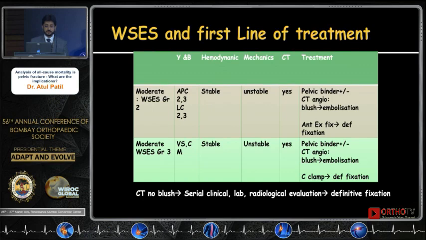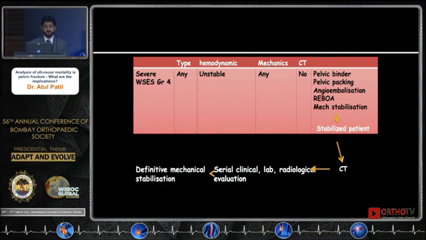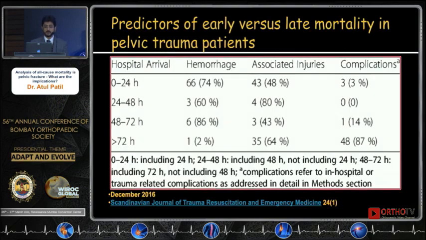Then grade 3, WSES: it is vertical shear and combined injuries, stable hemodynamics, unstable mechanics. You do CT angio, blush, then embolize, C-clamp, and then secondary definitive fixation. And then comes grade 4: any type which is hemodynamically unstable and mechanically unstable. Don't do CT. First do pelvic binder, packing, angio, REBOA, and mechanical stabilization. Once the patient is stabilized, do CT, serial clinical labs to know your various scores, and then definitive fixation. So you plan it so that mortality is prevented.